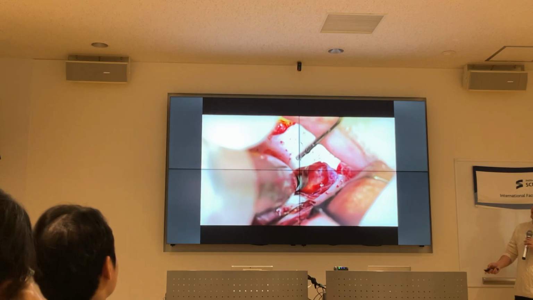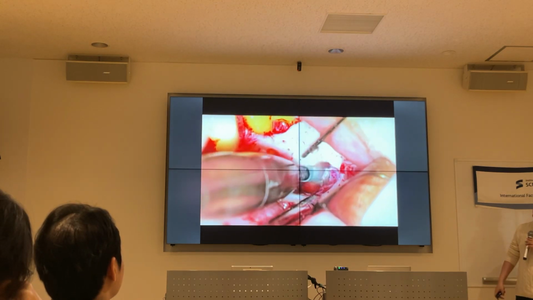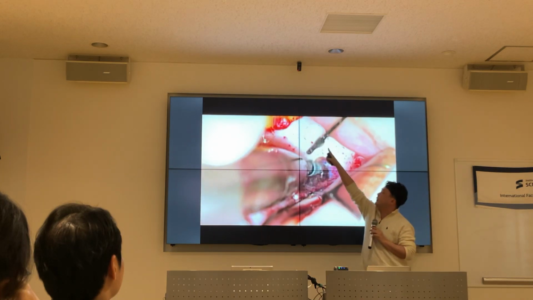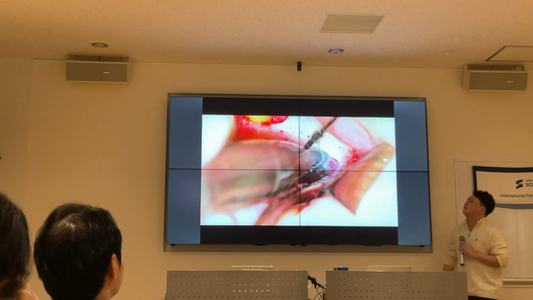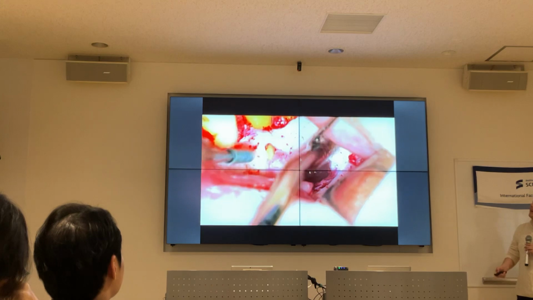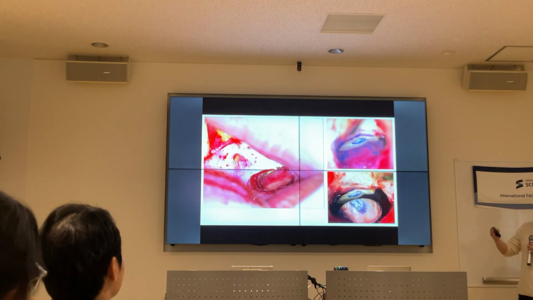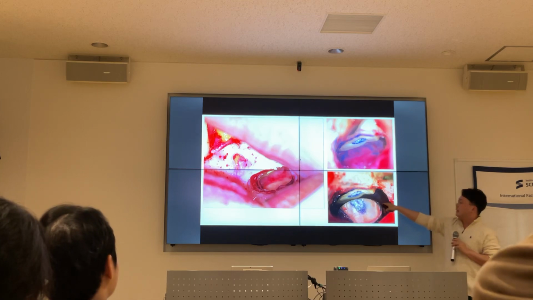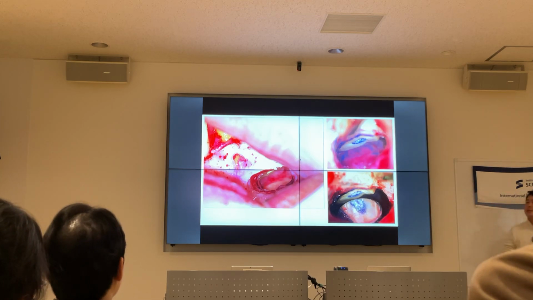Then after that, polishing the root resected area. Here is a tooth, and here is a root end. Then this is after root resection. Here's a root resection area. This is a mirror view. I checked there was no root fracture.